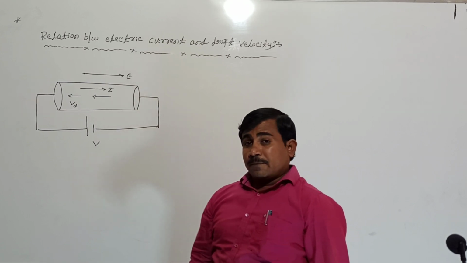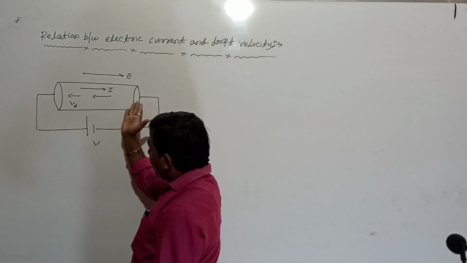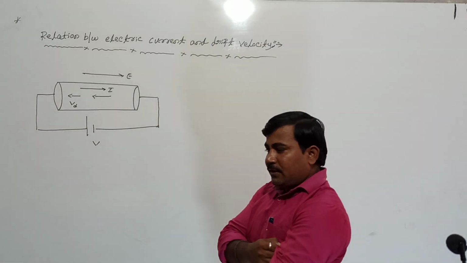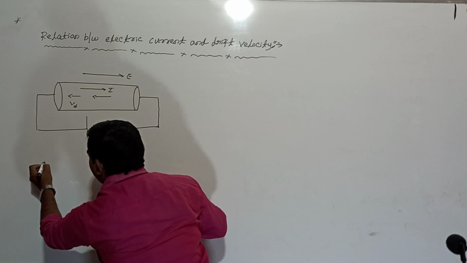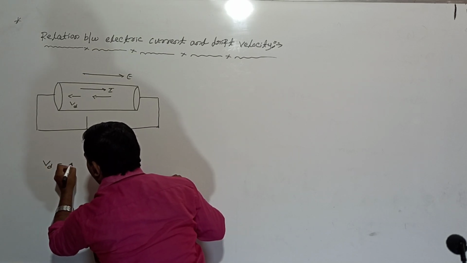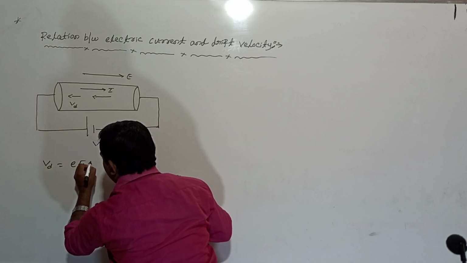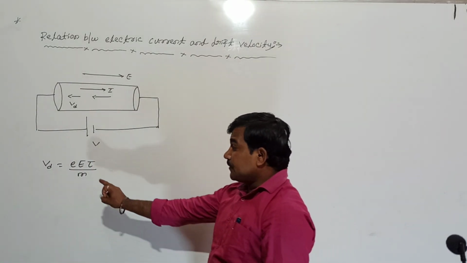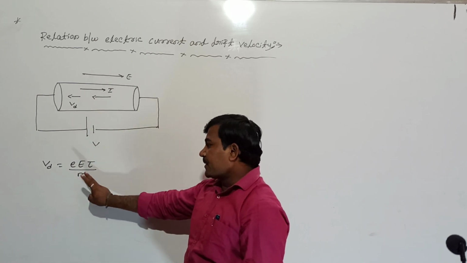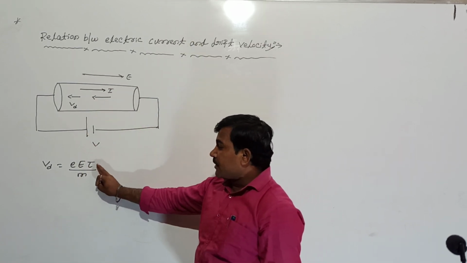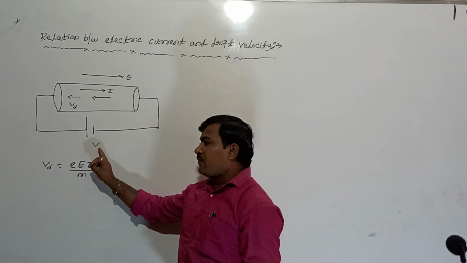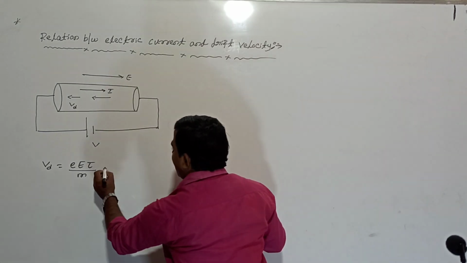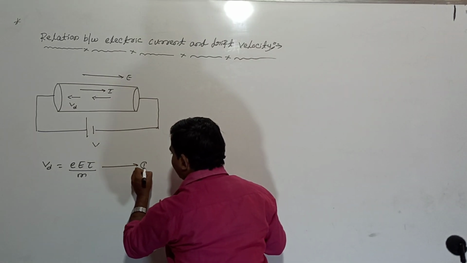Got it at this point? Whenever charges are moving opposite to the direction of the electric field with velocity v, this velocity we call drift velocity. What is the expression for drift velocity? Drift velocity v equals eEτ divided by m in magnitude, where e represents the charge of the electron, m represents the mass of the electron, τ represents the relaxation time and E represents the electric field due to the applied potential difference. Let us call this equation number 1.